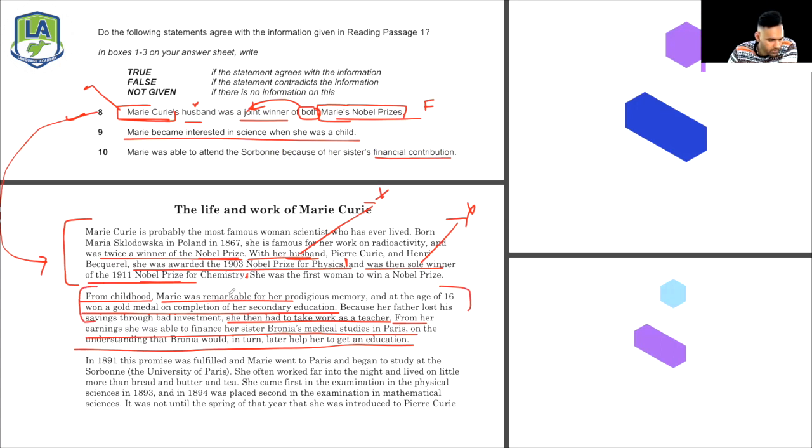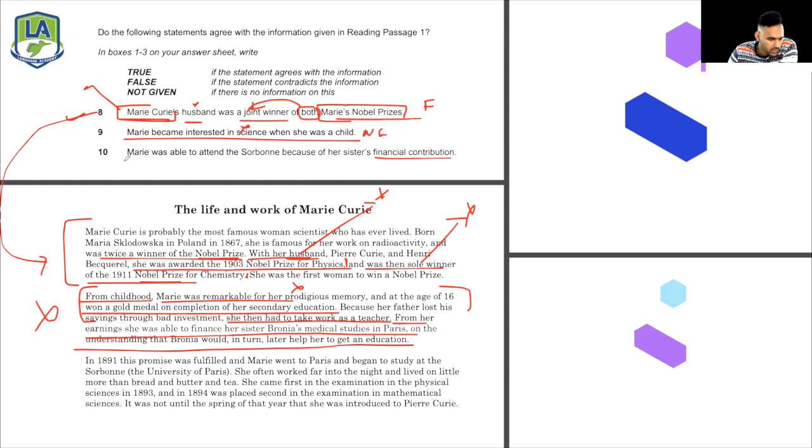From childhood, her memory was very sharp. She was known for her sharp memory. At the age of 16, she won a gold medal for secondary education. But we don't have anything for science. Maybe she was interested in science, maybe she was not. We don't have any information. I think she was because she won the Nobel Prize, but the passage is not giving me anything. I cannot use my own knowledge. This will be not given.